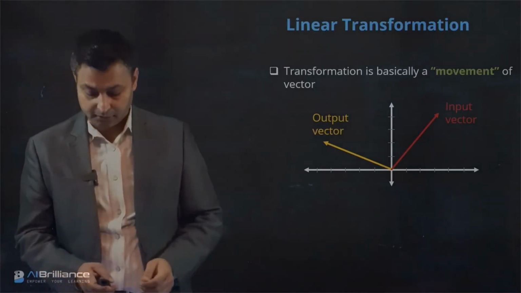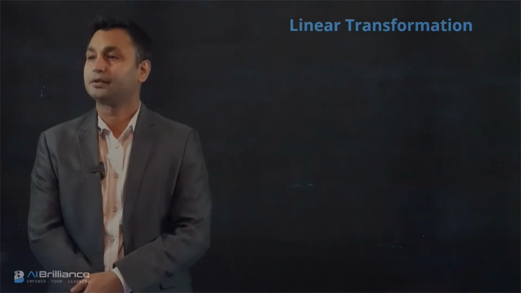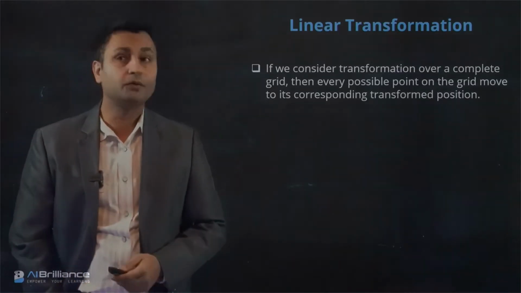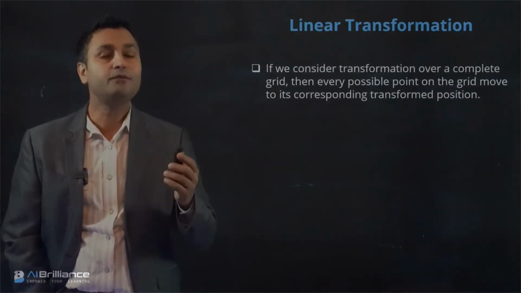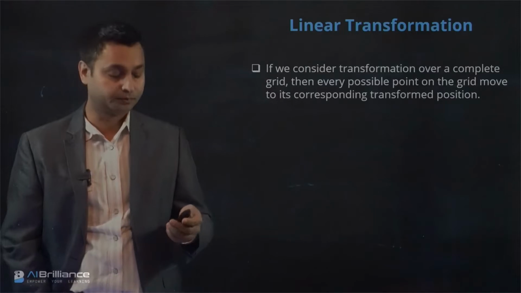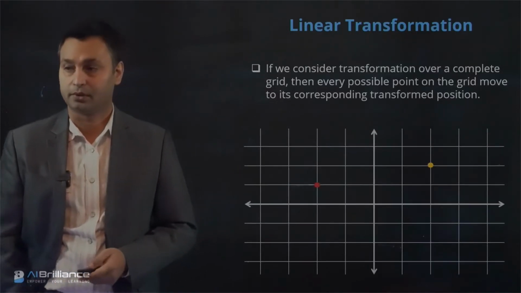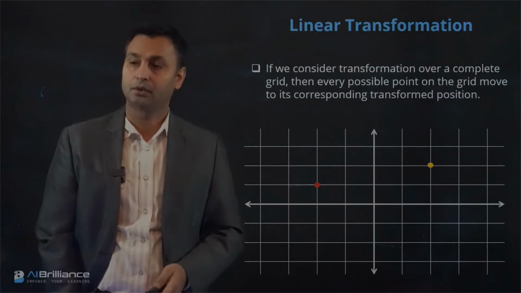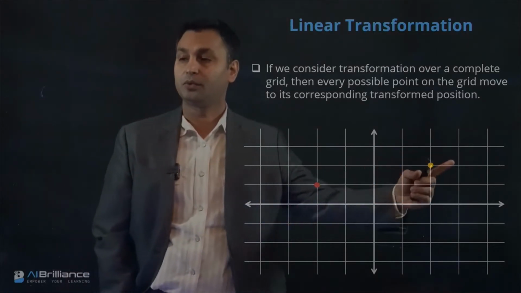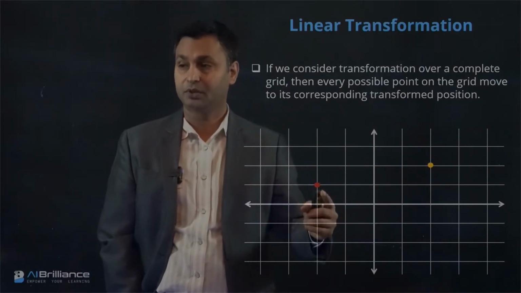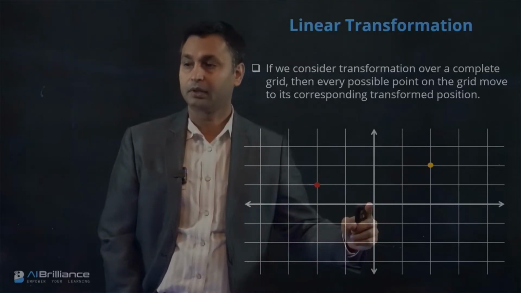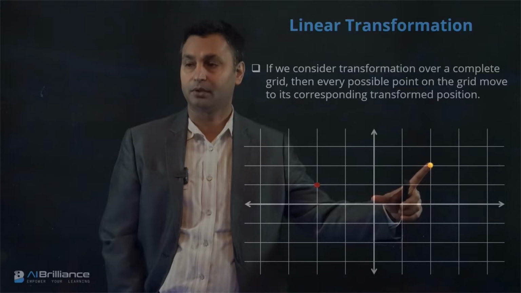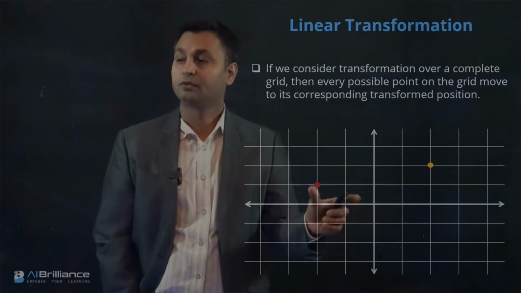So let's carry on this discussion and let's discuss how linear transformation is actually carried out. If we consider transformation over the overall grid, then every point on the grid moves to its corresponding transformed location. So let's say we have initial 2 points which are located on the Cartesian coordinate, right? And let's say these 2 points represent the tip of the vector, which we have discussed in the previous class. So connecting from 0, which is the origin, to this will basically give me the vector corresponding to this location, and similarly this will be the vector.